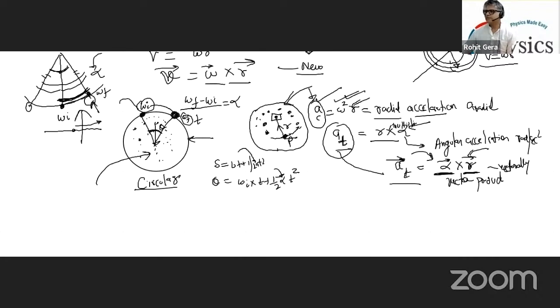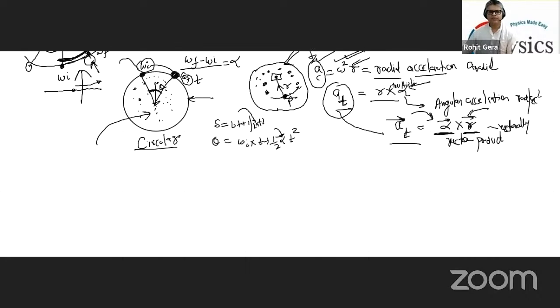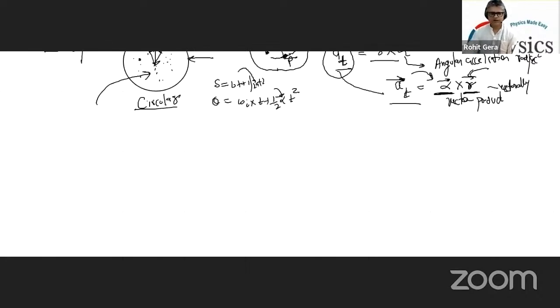Let's talk about simple properties associated with a rigid body. So if you have a rigid body, it can be any shape, but it should be definite.